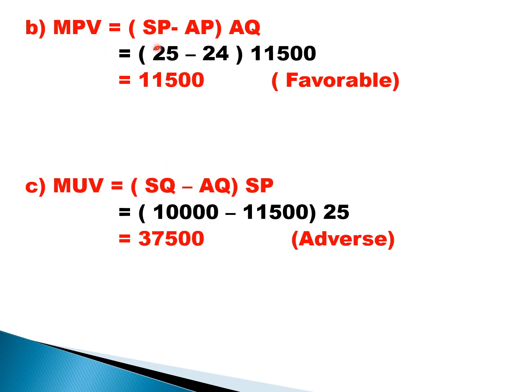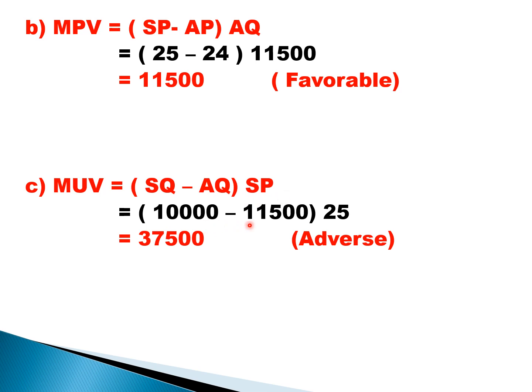Next, material price variance. Formula: standard price minus actual price into actual quantity. 25 minus 24 into 11,500. So you get plus 11,500. So it's called favorable.